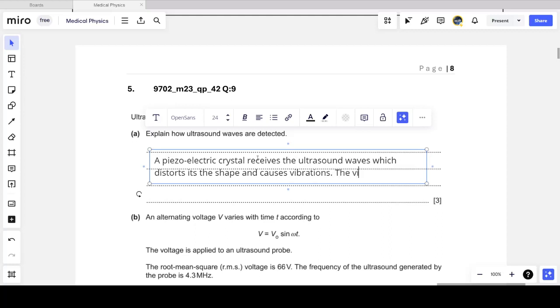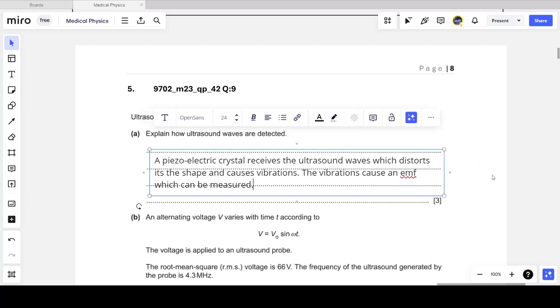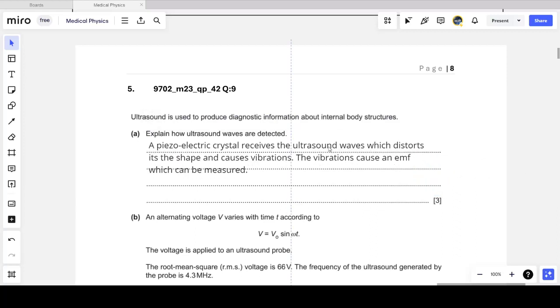Now, when a piezoelectric crystal vibrates, what do we know? An EMF is induced across its ends. And so the vibrations cause an EMF, and this EMF is something we can detect, we can measure, and we can identify. So we can say that this causes an EMF which can simply be measured. And that EMF is actually a digital signal that we get back, and then we convert it to a signal that we can make an image of and say, well, we can now tell what's happening inside the body.